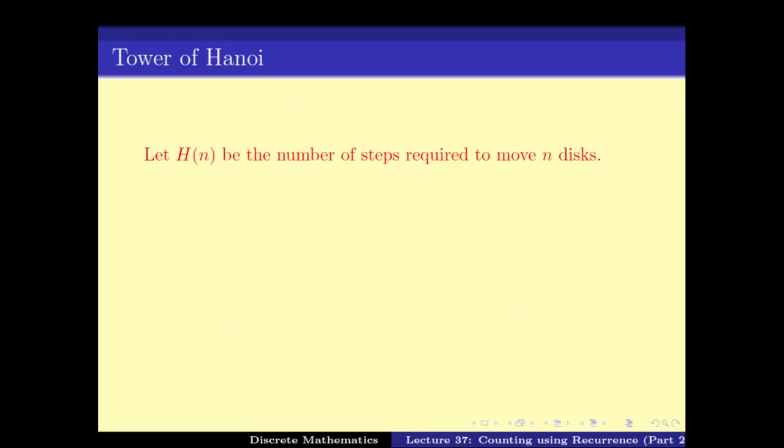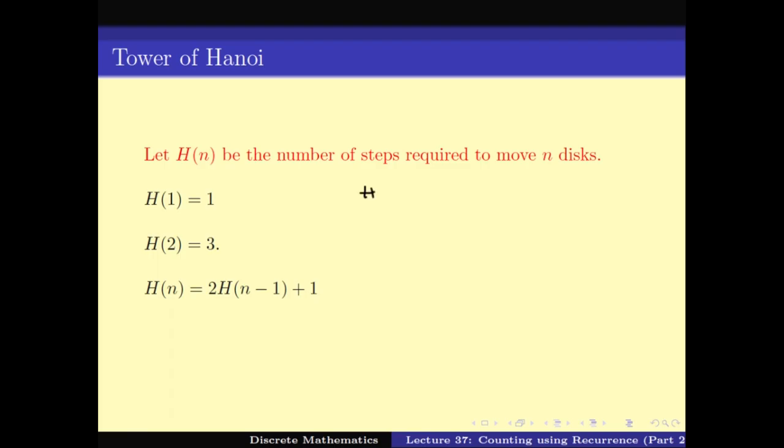So thus, for counting the number of steps required to move n disks, I have H_1 equals 1, H_2 equals 3, and H_n equals 2 times H_{n-1} plus 1. So as you can see, we can now write that H_3 equals 2 times H_2 plus 1, which is 7. H_4 is 2 times H_3 plus 1, which is 15. H_5 is 31, and so on and so forth. So you can keep on doing this again and again and get some values.